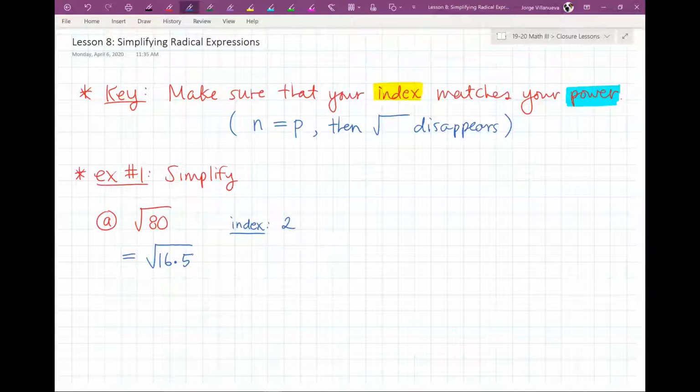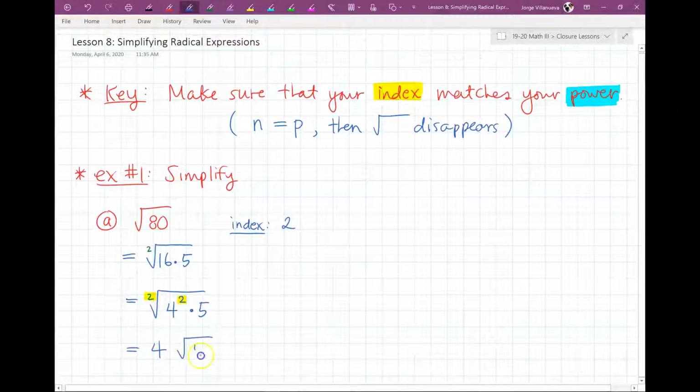Okay, now before I just take the square root of 16, I want to show you guys just one little extra step, okay? This is 4 squared times 5. Now, I'm going to actually write in the index here just to make a point. Notice how the index and this power match. Therefore, the radical disappears for the 4. Now, it's going to stay there for the 5, but it's going to disappear for the 4. So we put 4 and then square root of 5, and that's going to be my solution. So 4 square root of 5.